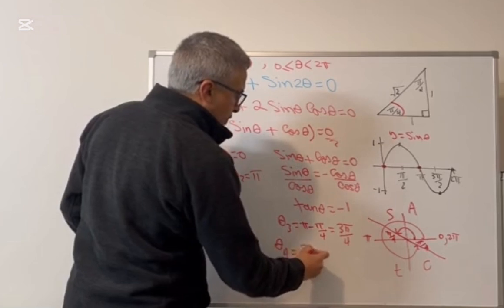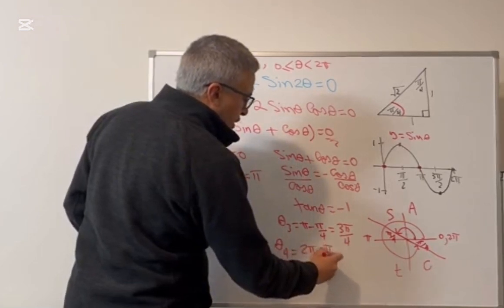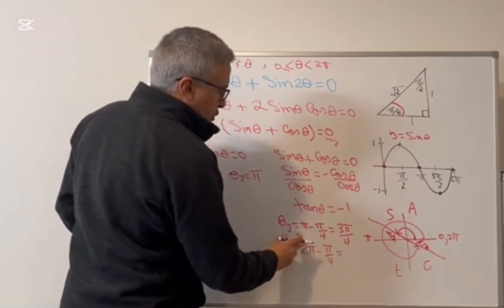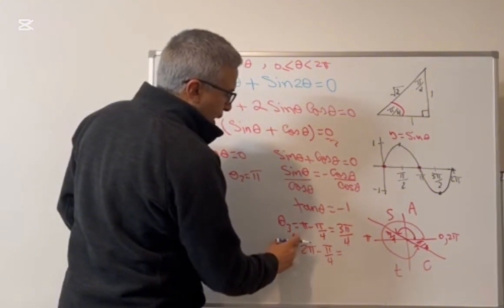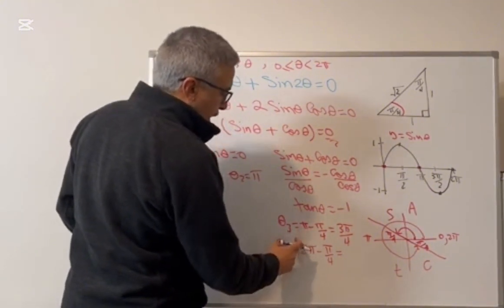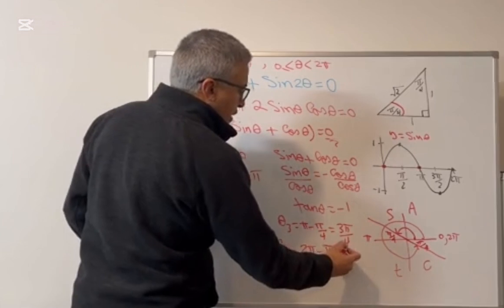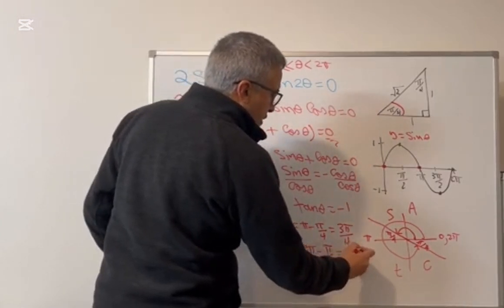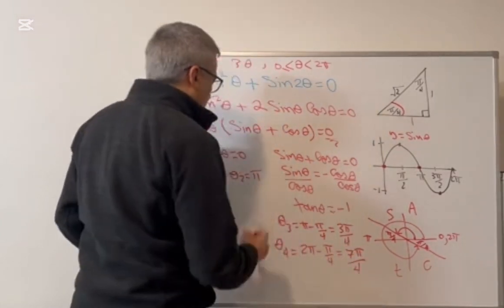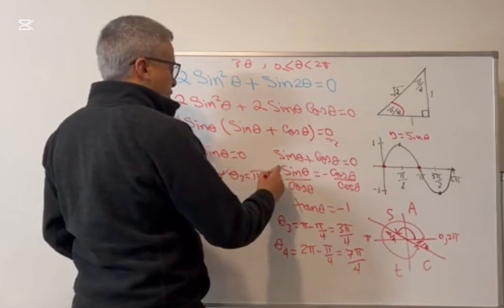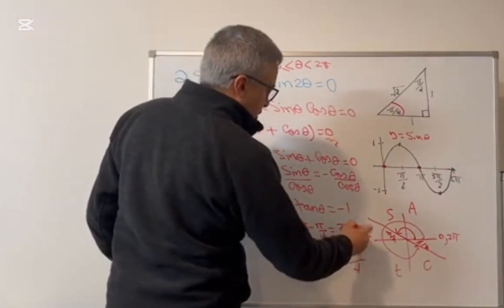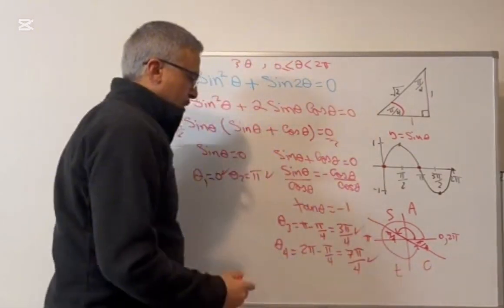So 2 pi minus pi over 4, if you're doing common denominator, 2 pi is the same as 8 over 4 pi, because 8 over 4 is 2. So 8 over 4 minus 1 pi over 4 gives you 7 pi over 4. 1, 2, 3, 4 answers to this question.